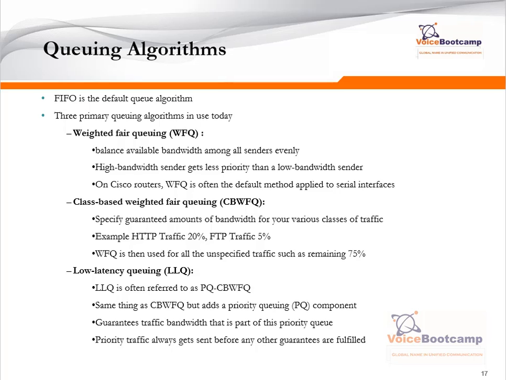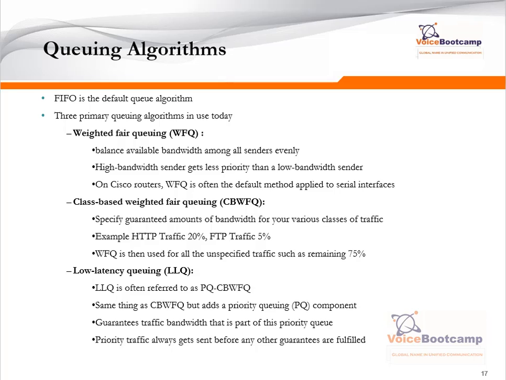Switches have some queuing algorithms. FIFO, first in, first out, is the default queuing algorithm. Then there are three primary queuing algorithms in use today: weighted fair queue, WFQ, class-based weighted fair queue, CBWFQ, and low latency queuing, or LLQ. Weighted fair queue balances available bandwidth among all senders evenly. A higher bandwidth sender gets less priority than a lower bandwidth sender. On a Cisco router, WFQ is often the default method applied to serial interfaces.